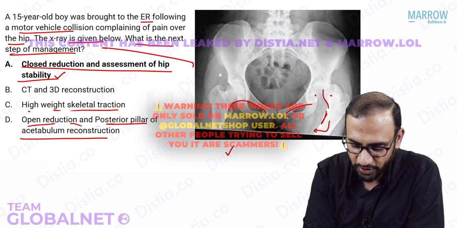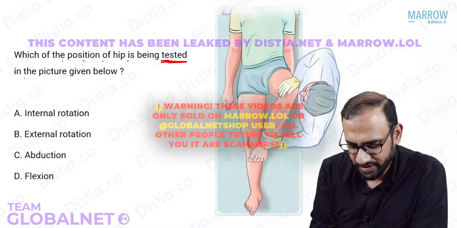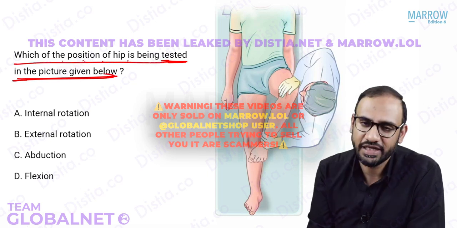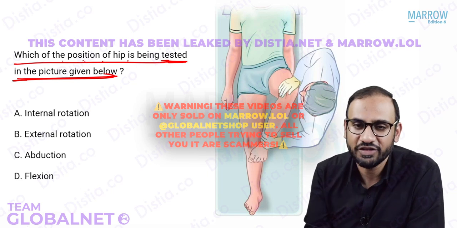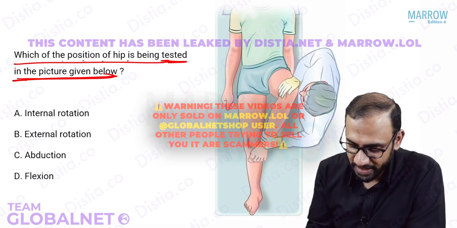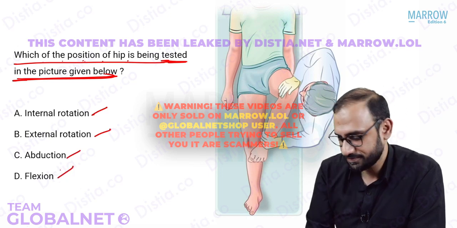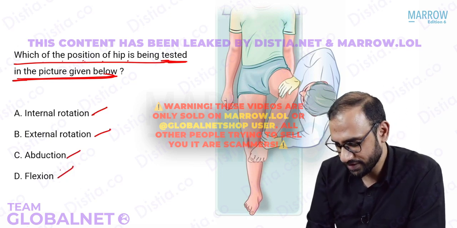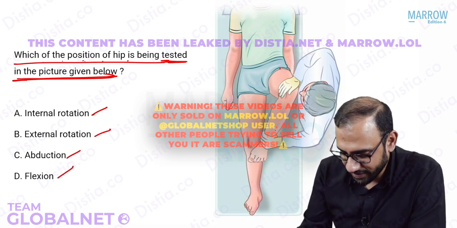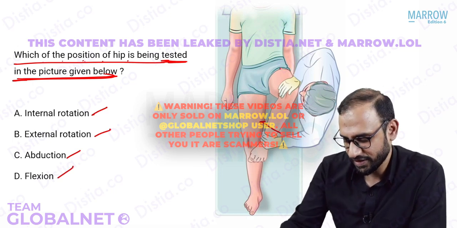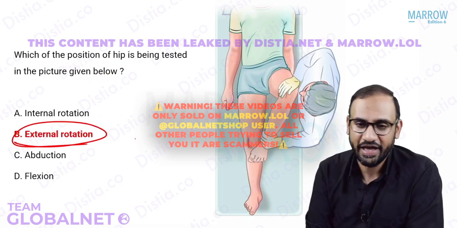Which position of hip is being tested in the picture given below? Basically, the question is asking which position of hip is being tested. Is it internal rotation, external rotation, abduction, or flexion? Obviously, there is flexion at the hip, but the examiner is turning the leg in. So basically what is he testing? He's testing the external rotation.